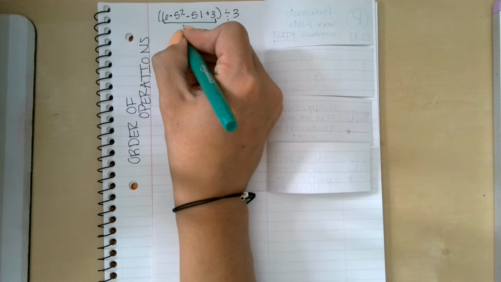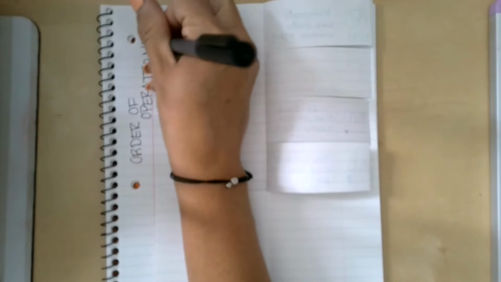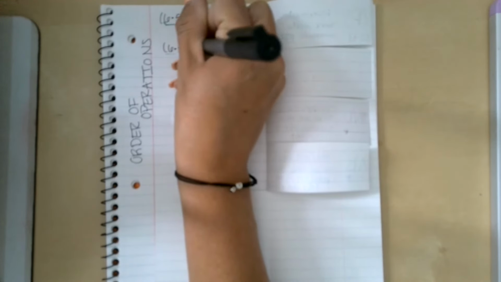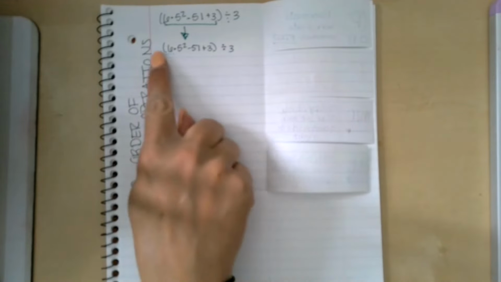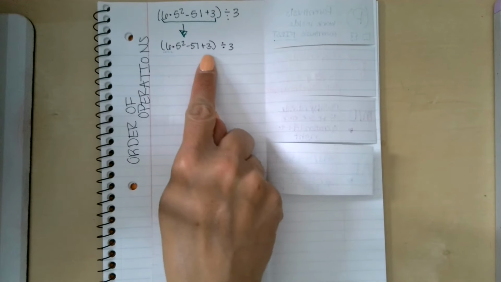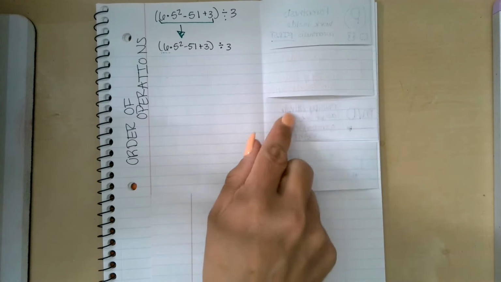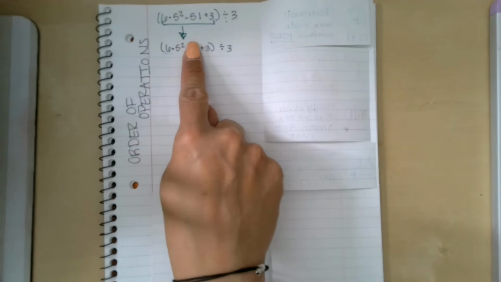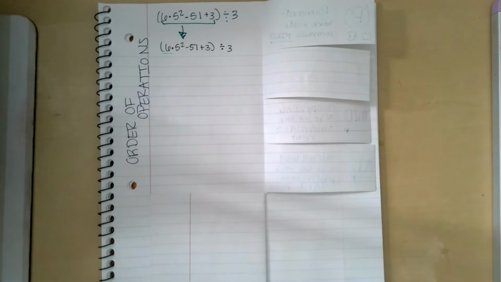So coming down now, working inside the parentheses, I'm looking specifically here at 6 times 5 squared minus 51 plus 3 divided by 3. And we're going to look specifically at the 5 squared. So inside the parentheses, we then say, are there any other parentheses? Well, no, there's not. So we're going to check, are there any exponents? Yes, there is. There's a 5 squared. So 5 squared is going to be our next step.